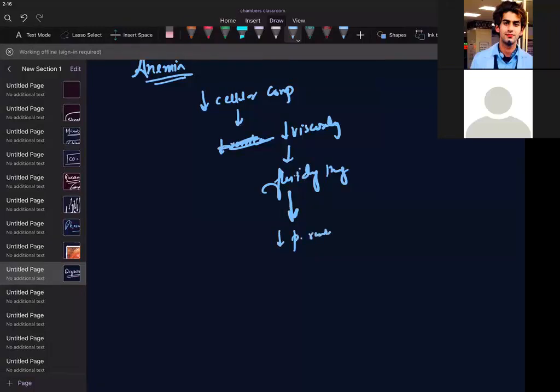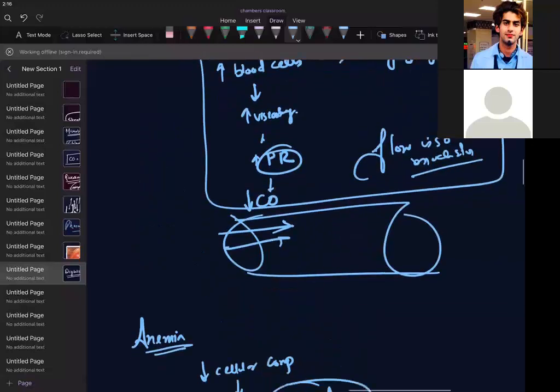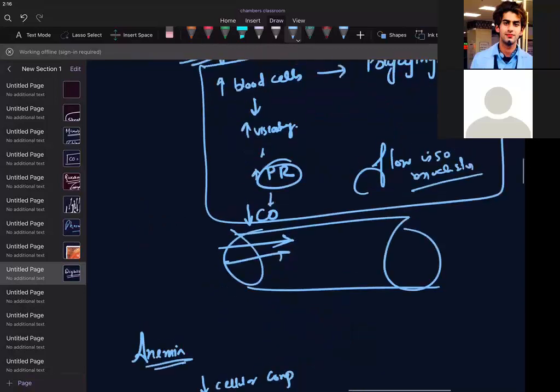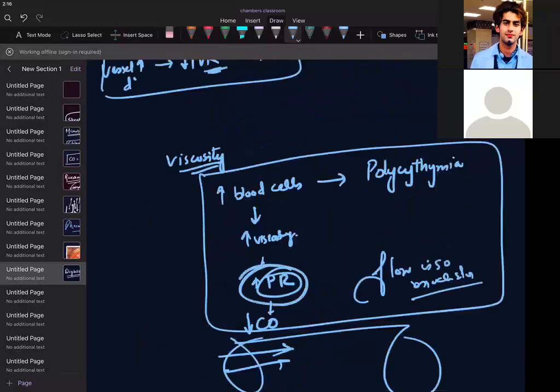If this decreases, what will happen? You will have increased cardiac output because viscosity has decreased. Viscosity decreased, that's why cardiac output increased. In polycythemia, resistance increased, that's why cardiac output decreased. Okay, are we clear, guys?